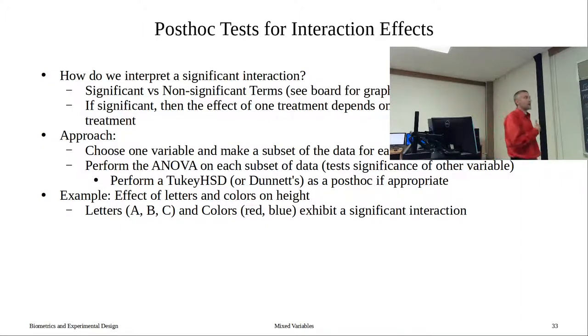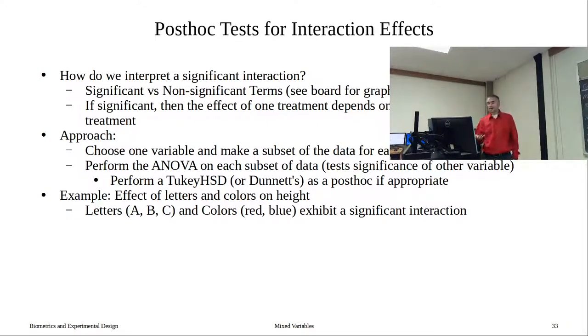All right, so how do we actually go about interpreting that? Our approach, when we have a significant interaction, is to start taking subsets. We take one variable first, make subsets across it, and then look at the effect of the other variable within that subset. And then we have to do it the other way too. We take subsets of that second variable and look at the reverse.